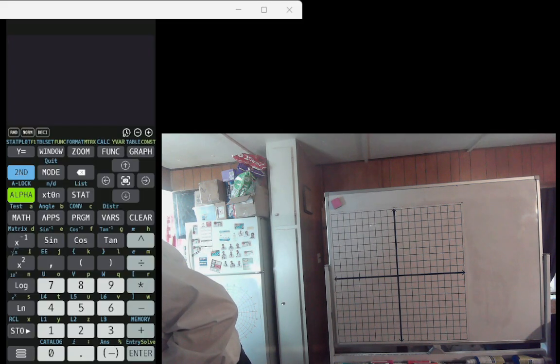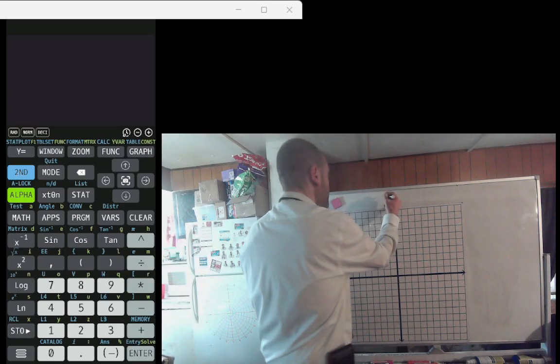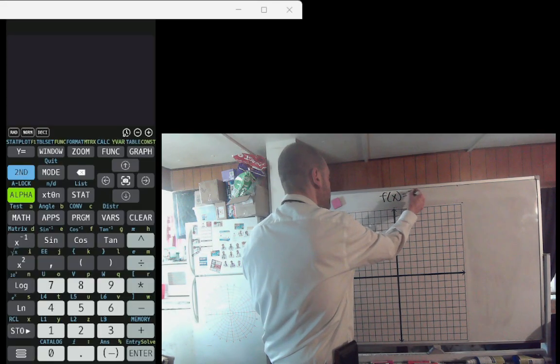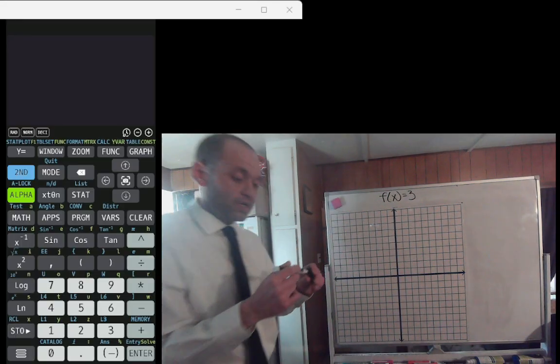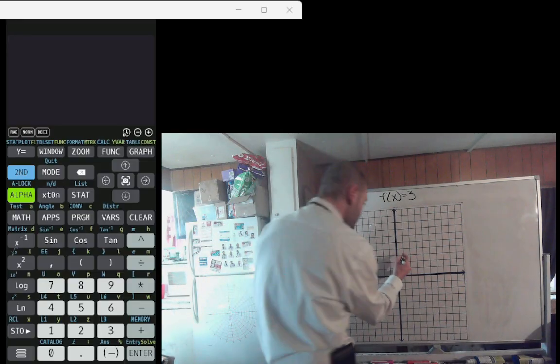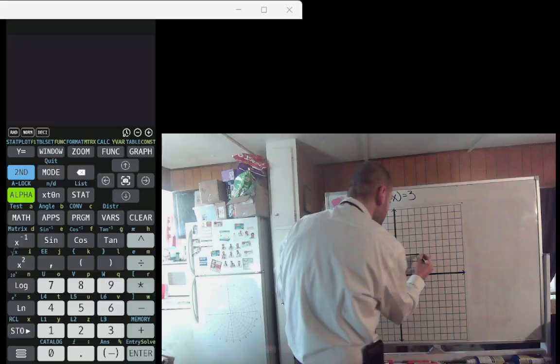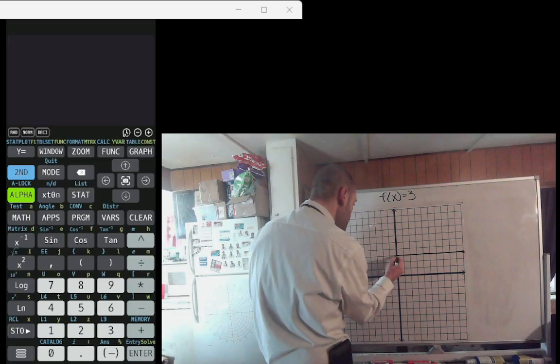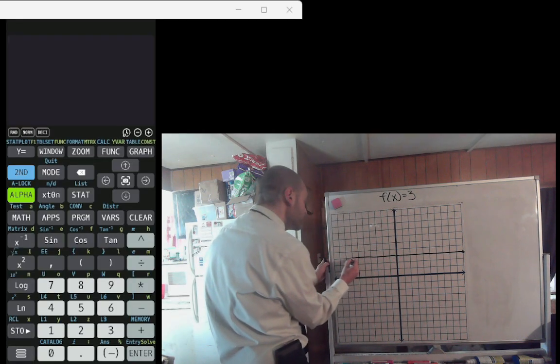Alright, so let's say we have the graph of f of x equals 3. That's just going to be the same as y equals 3. You're just going to get a horizontal line through y equals 3 that just goes on infinitely.